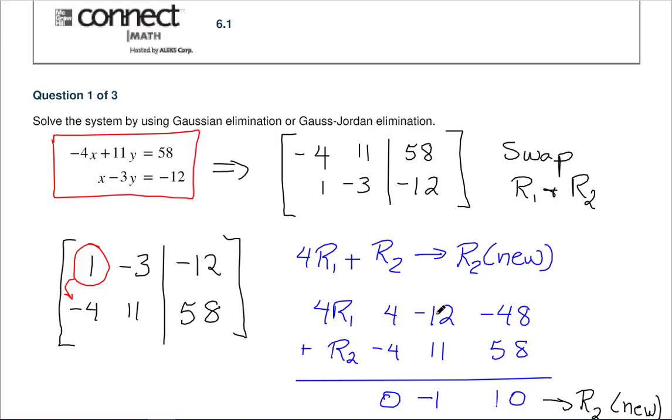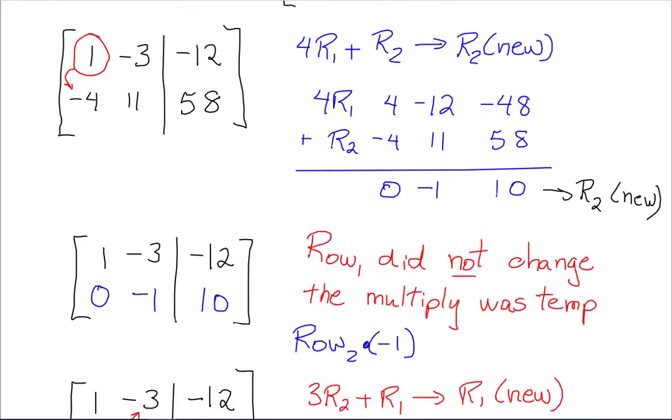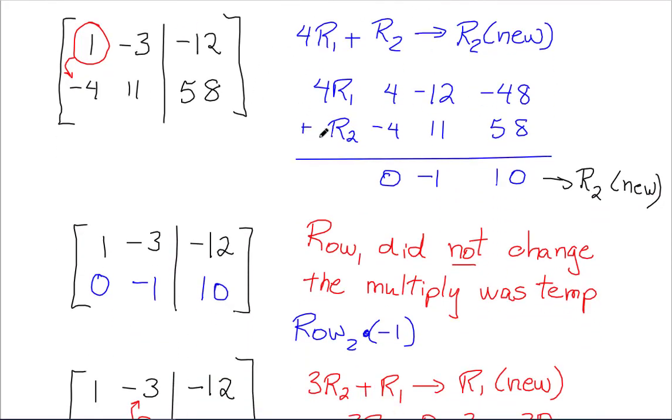So 4, minus 12, minus 48. We're adding that to row 2. All right, let's scroll up here. Row 2. And so now I'm going to add them up. All right, so 0, minus 1, and 58 minus 48, 10. And that's my new row 2. And you can see it, it's sitting right here as a new row 2.